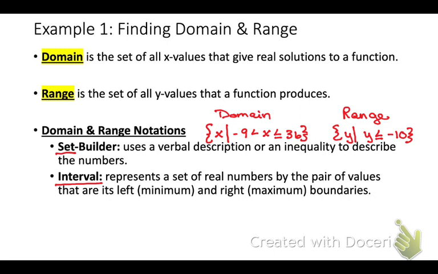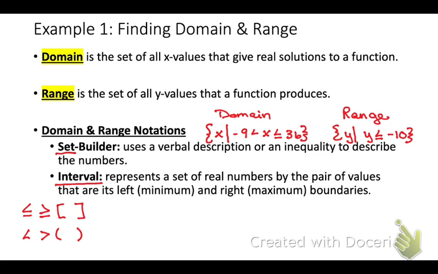I'm going to write the same domain and range, but in interval notation now. Okay? So before I start that, when I have less than or equal to, I have brackets. Brackets mean included. If I just have less than and greater than, I use parentheses. Remember graphing on number lines? Use parentheses and brackets. That's from that.